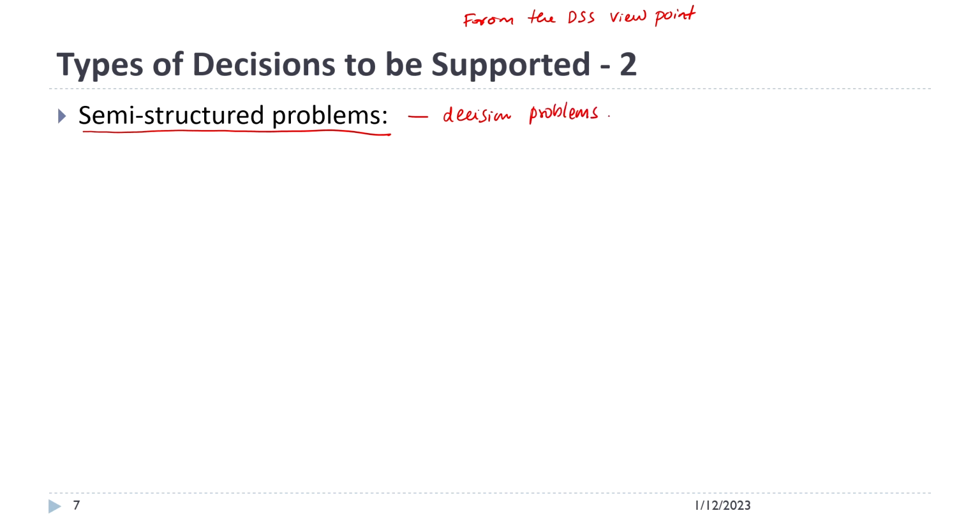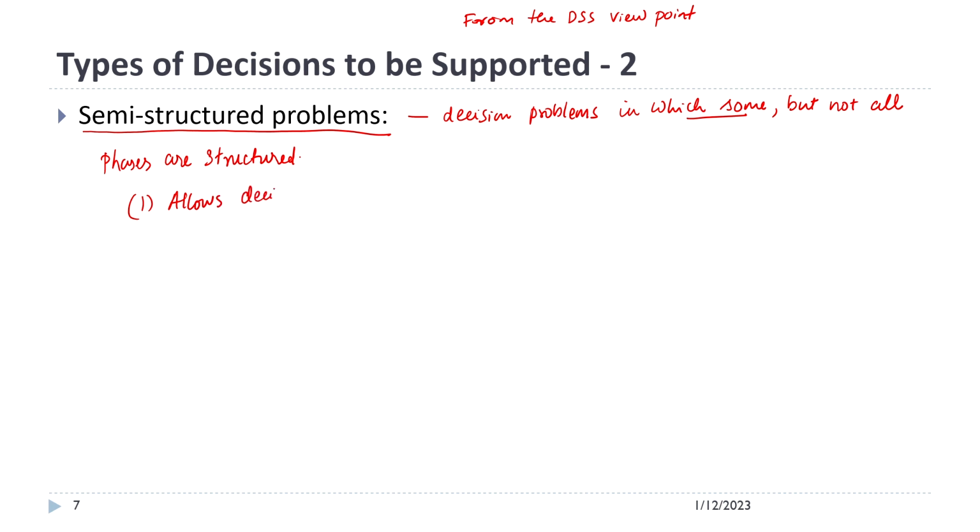in which some but not all phases are structured. We went through the 3 phases of decision making, but some phases, not all phases, some phases are structured. So, it allows you to do 2 important things.